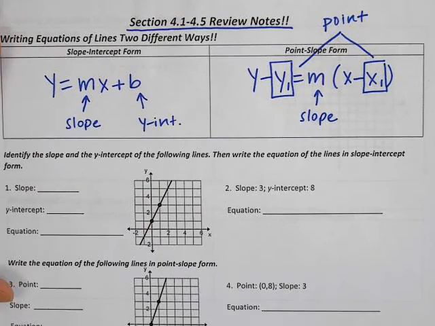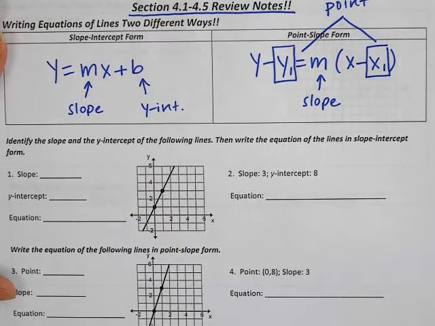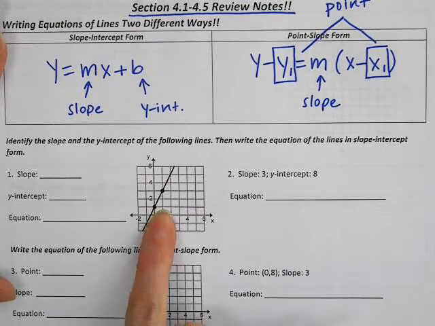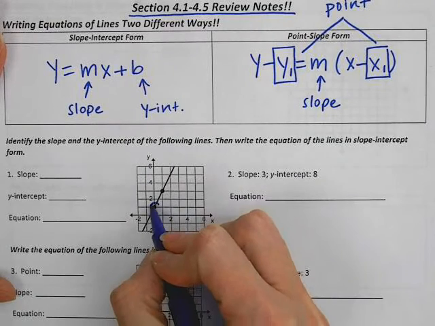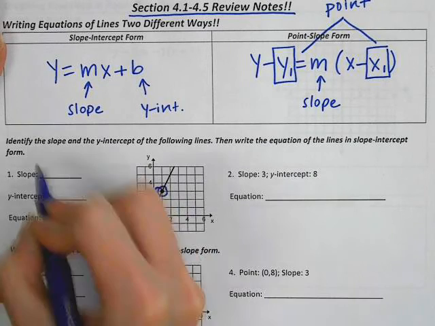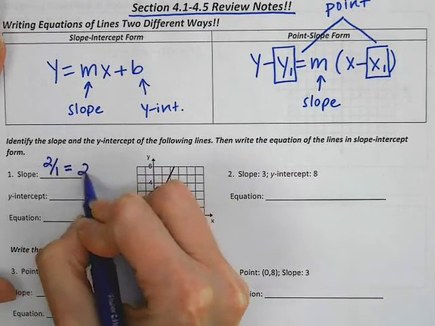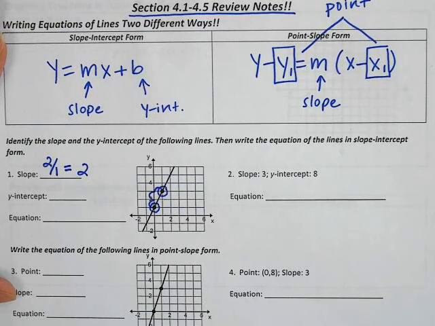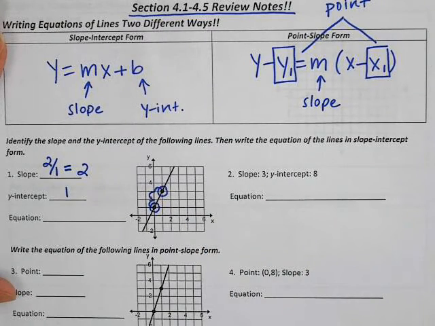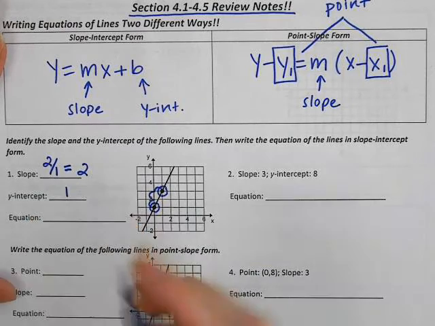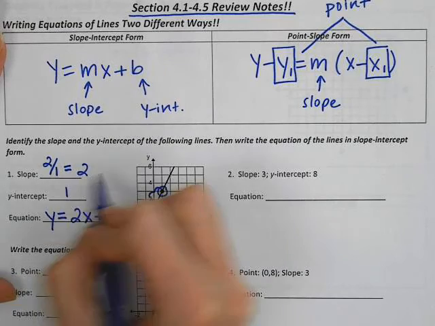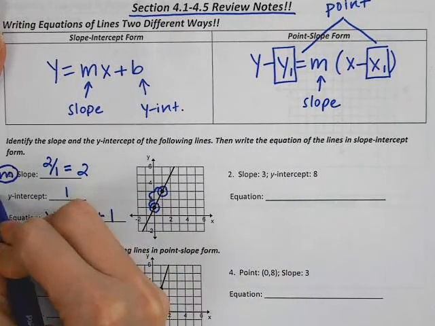Okay, so let's review. Number one, identify the slope and y-intercept of the line and write the equation in slope-intercept form. So here's the line. To find slope, we count. How do we get from one point to the other? We rise first, rise 2, run 1. So the slope is 2 over 1, or just 2. The y-intercept is where the line crosses the y-axis, and that's up at 1. And if you put your m and your b together, the equation is y equals 2x plus 1. Remember, slope is m and y-intercept is b.